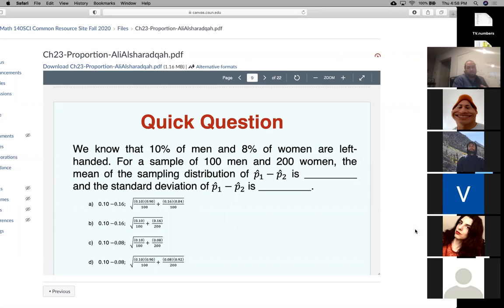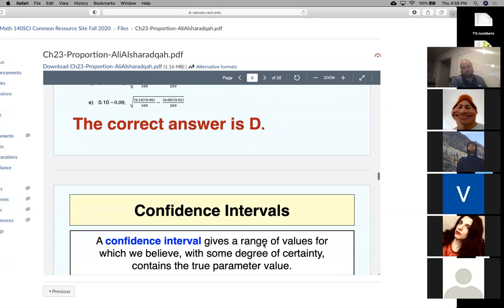And then the question is, what's the standard deviation? That's going to be the square root of P1 times 1 minus P1 over N1 plus P2 times 1 minus P2 over N2. So the answer is D, which I don't think anyone said. Oh, hey, we got one of the like 8 people who bothered to answer.